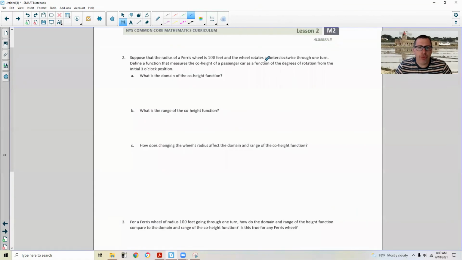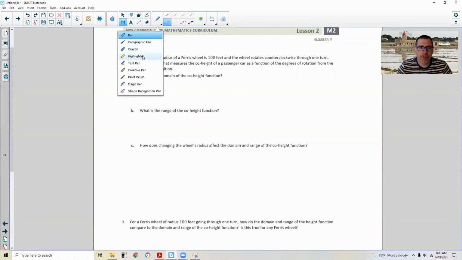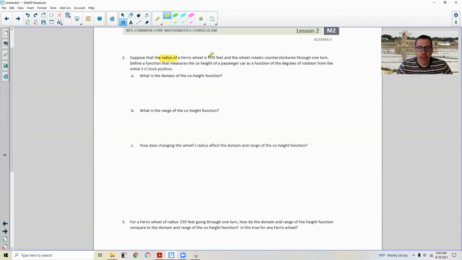Okay, page 2. Suppose that the radius of the Ferris wheel is 100 feet. Okay, the radius is 100 feet. And the wheel rotates counterclockwise through one turn. Define a function that measures the height of a passenger car as a function of degrees. So as a function of the degrees of rotation from the initial 3 o'clock position. Okay, so we're starting at 3 o'clock.